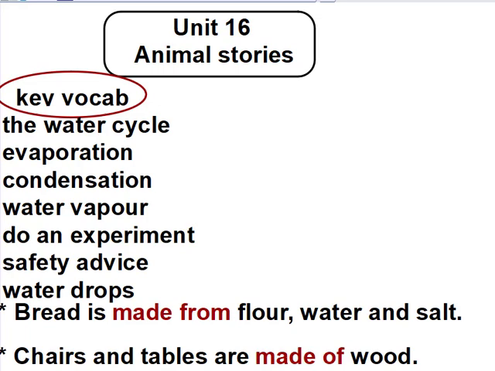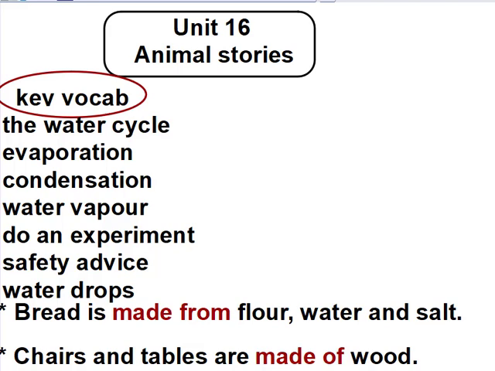We have some key vocab here. The first one, the water cycle. The water cycle is the process that shows how water is found on earth.